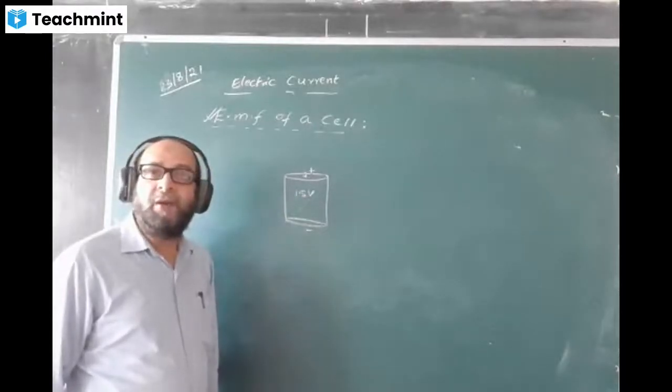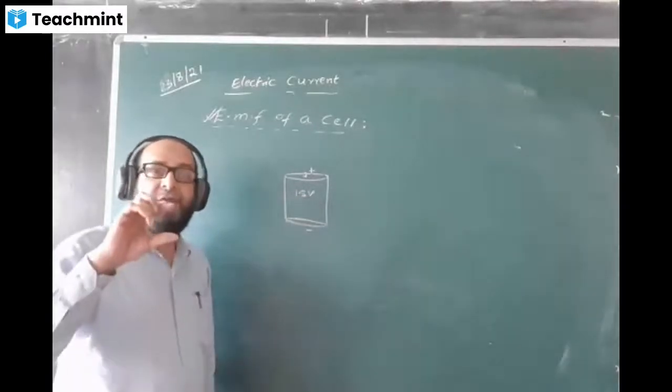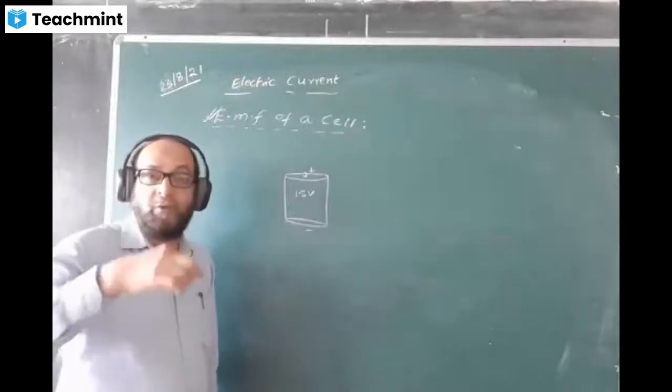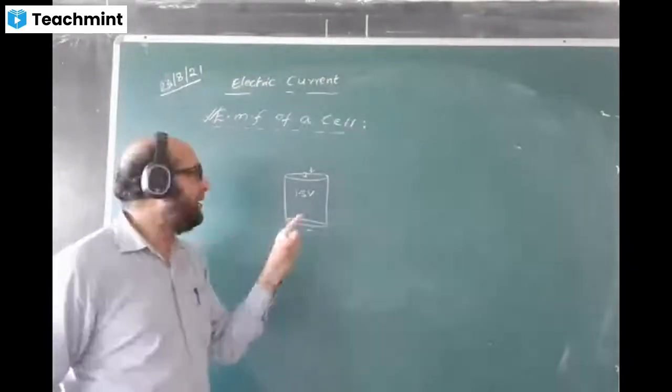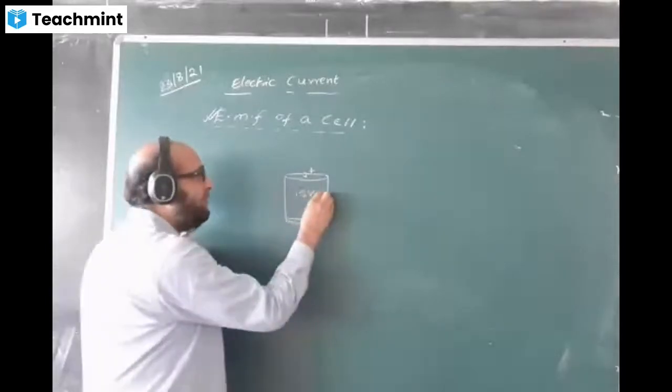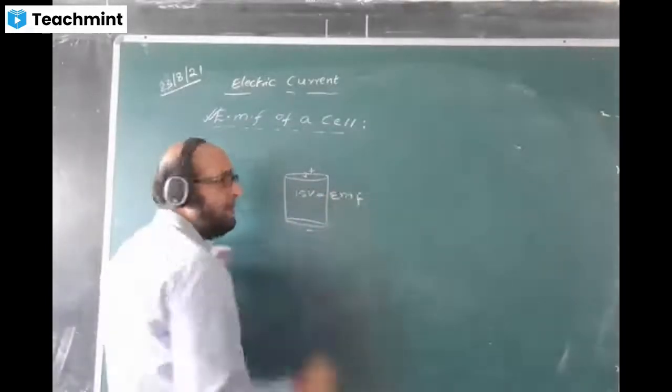When we have a fresh cell, when it is not used, when you just buy it, there is a seal. You break the seal and it's written 1.5 volt. This is the value of EMF. This is called EMF of a cell.